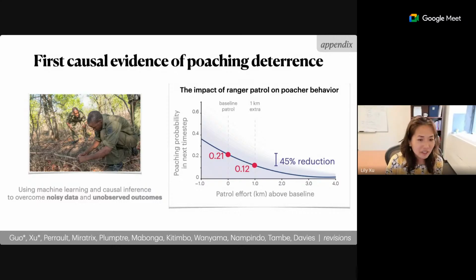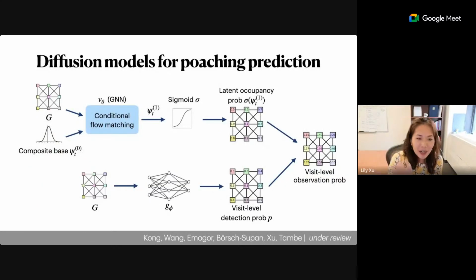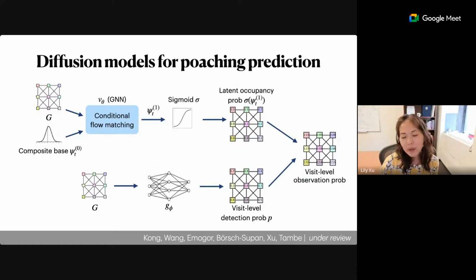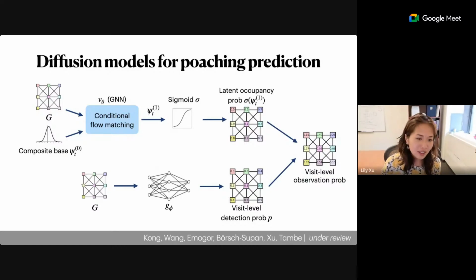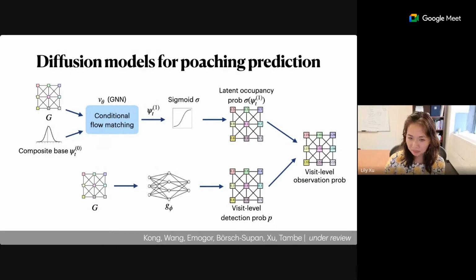But I think these questions of effect estimation are very valuable. Okay, and then just very quickly, I mentioned at the beginning older work that we did on predictive modeling in this context, just trying to predict poaching risk, and based on the explosion of new approaches and diffusion models and other forms of supervised learning.